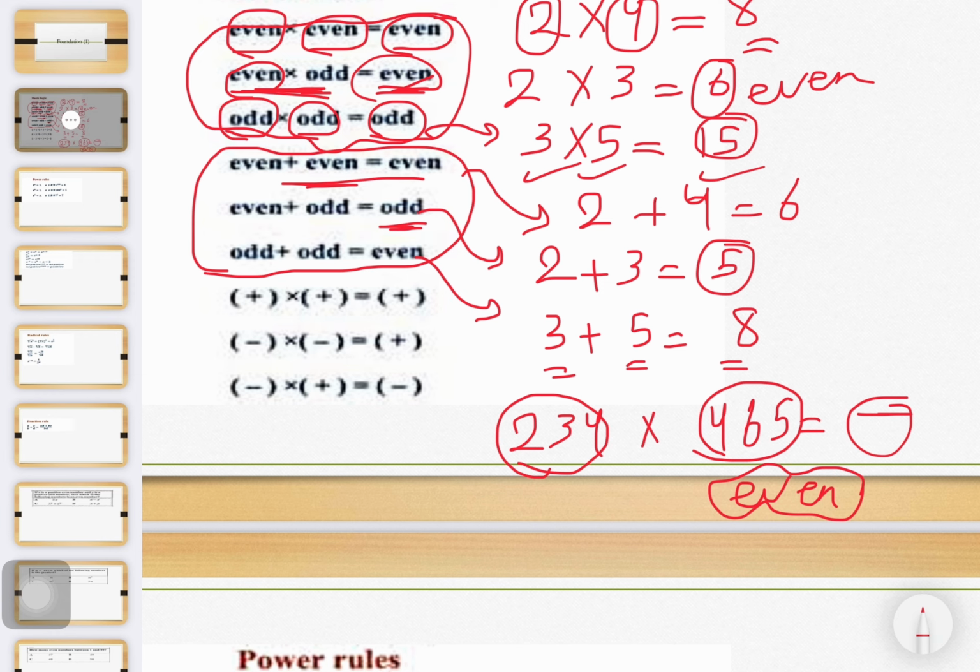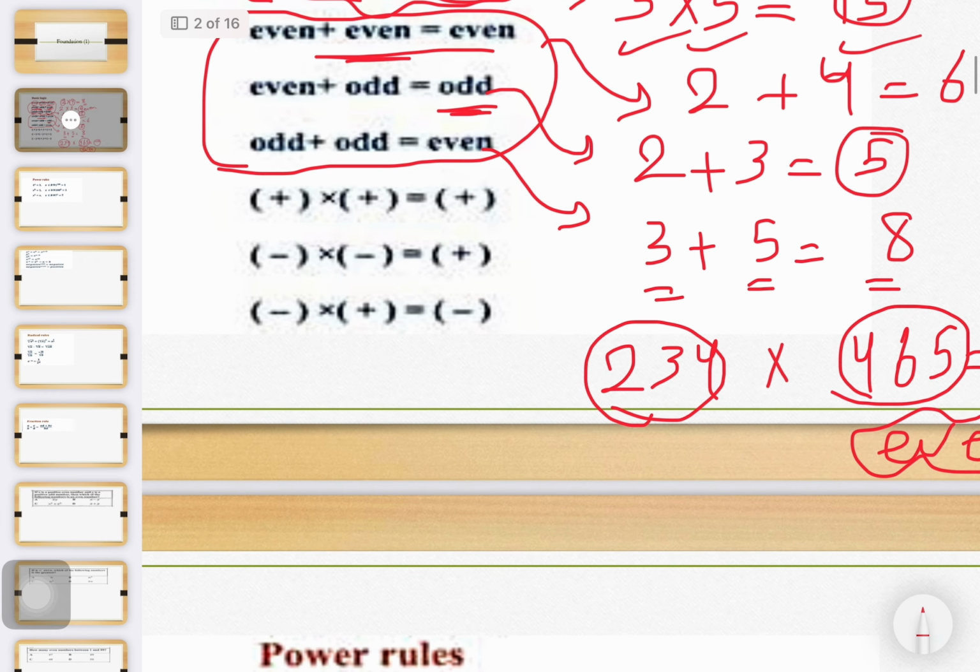Okay, the next part is how to multiply numbers by the sign. Positive times positive is positive, and negative times negative is also positive, but negative times positive is negative.